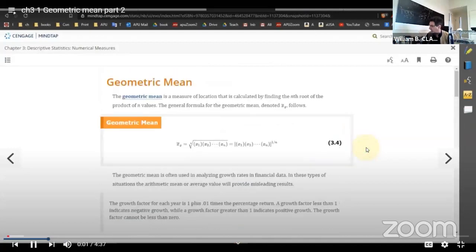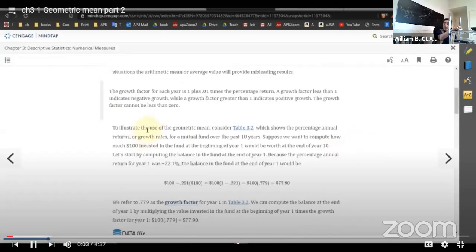Okay, let's continue with the geometric mean. So they say to illustrate those numbers. Okay, let's have an exercise. So let's go to here.